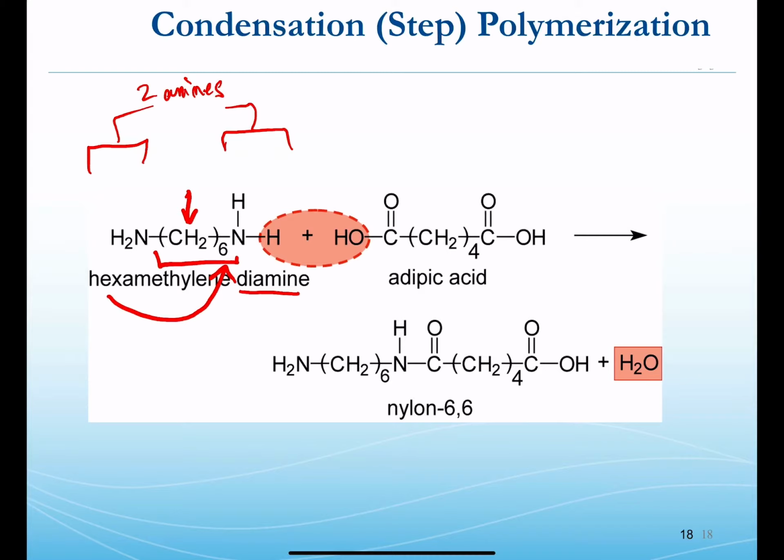A similar thing is found in the partner reagent, adipic acid. So we have 4 CH2s in a chain, and then finishing off that chain that is only 4 carbons long is a carboxylic acid on either end. Okay, so here we have 2 carboxylic acids.